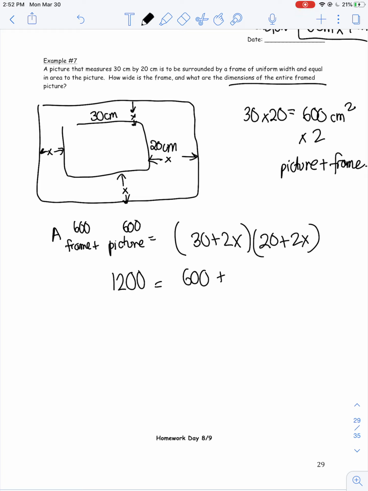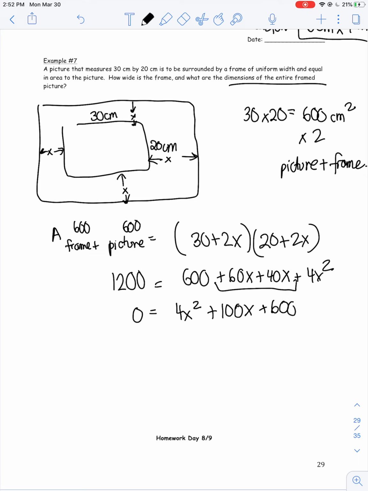So now I can fill it in by doing FOIL. So we have first, outside, inside, last. Bring everything to one side. We have 0 equals 4x squared. Then we're going to have plus 100x when we combine these two terms. We have plus 600 minus 1200. 0 equals 4x squared plus 100x. And then when we combine them, we get minus 600.